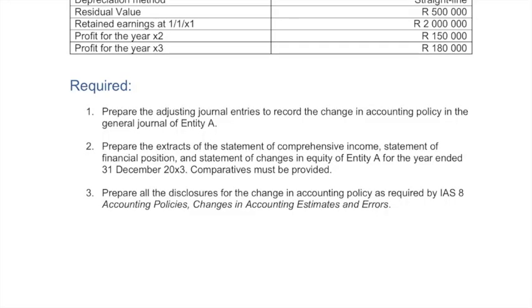The second part of the required asks us to prepare the extracts of the statement of financial position, the statement of comprehensive income, and the statement of changes in equity of entity A for the year ended 31st December 2023. Comparatives must be provided. So in the second required, it's asking us for the extracts of these statements of A for the year ended 31st of December X3, and we need to do our comparatives.